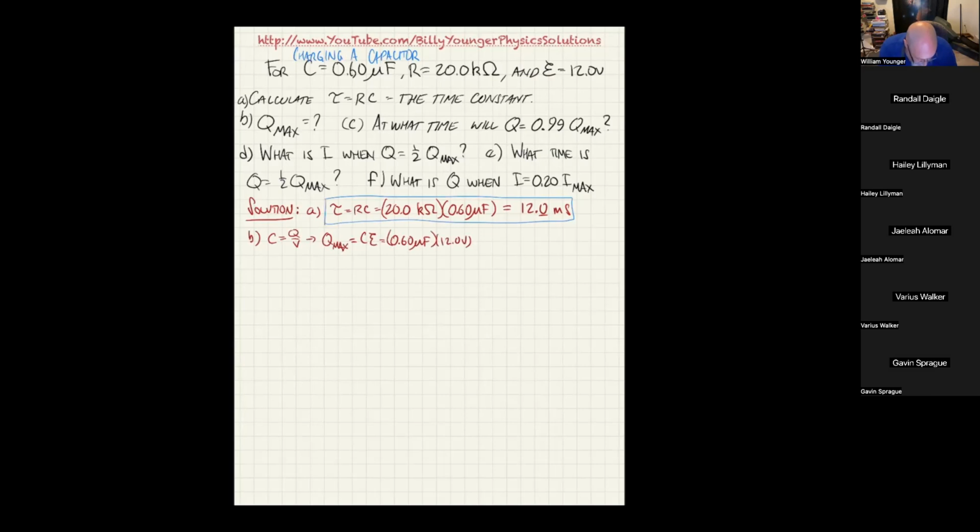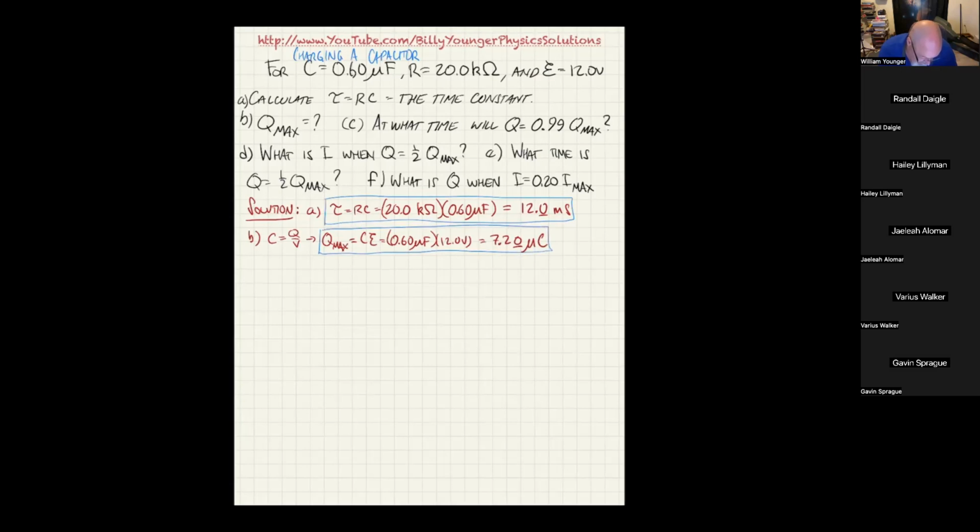And again, this is 0.6, which is 6/10. So I could divide 12 by 10 and get 1.2, and then multiply that by 6, and I get 6, and then 1.2, so that'd be 7.2. So this should be 7.20, keeping 1 extra sig fig, micro coulombs. So notice in that case, I only had 1 prefix, and I just kept the prefix. So that's what Q max is. Anybody have any questions on that?